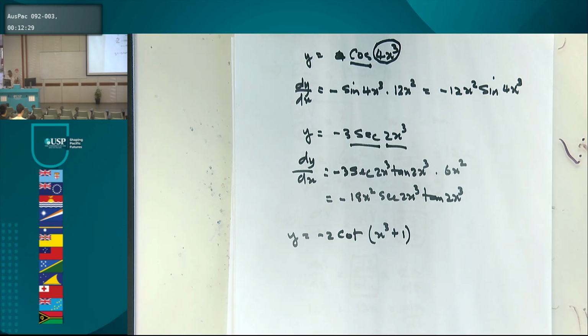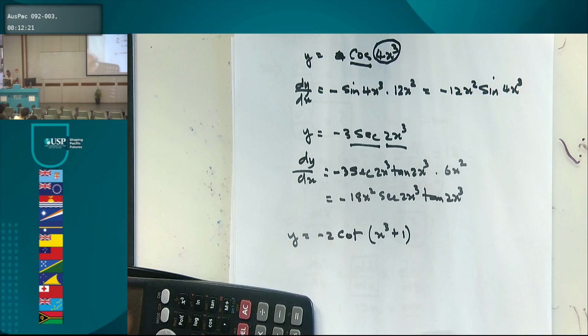Negative y equals negative 2 cot x cubed plus 1. Yep. Again, what technique shall we use? I believe chain rule again, because there's an outer and there's an inner. What's the outer here? Negative 2 cot. And the inner is x cubed plus 1. So we'll firstly differentiate negative 2 cot. What's the derivative of cot x? Negative cosec squared, yes.